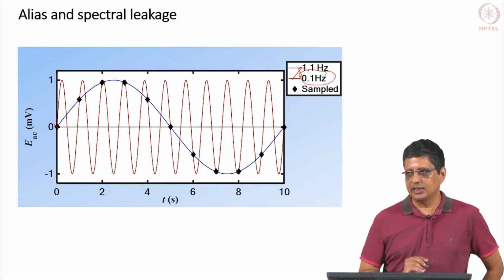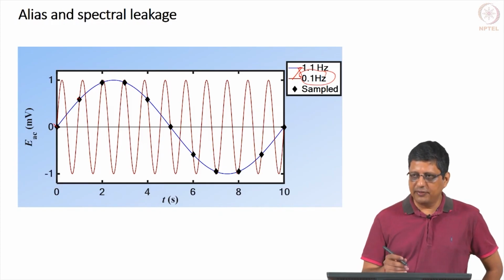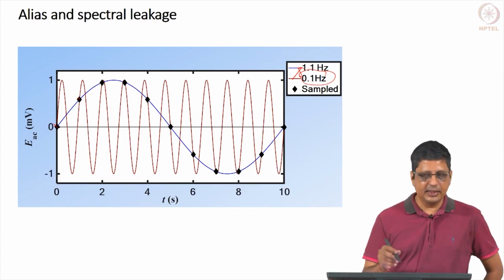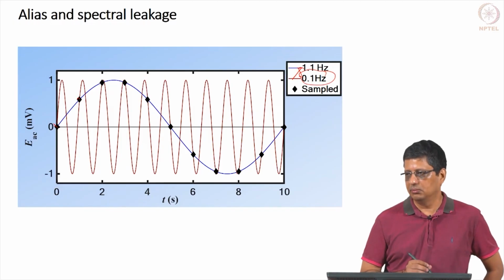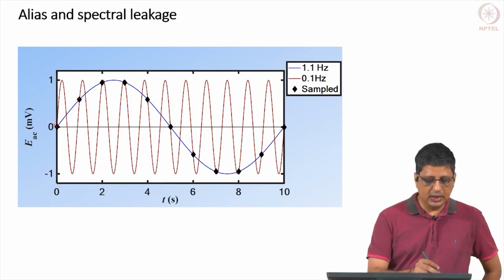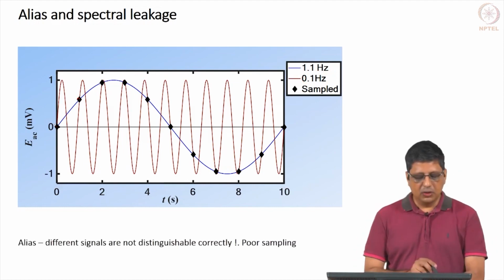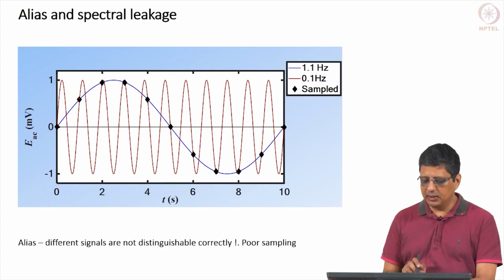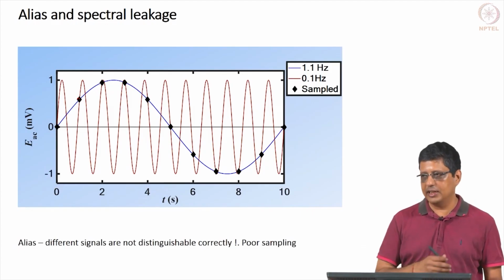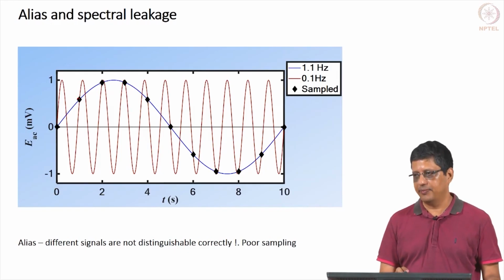but it is not a correct result. We are not sampling it fast enough, and because of that what we should get as 1.1 hertz has come to 0.1 hertz, and we will think it is clean. If I actually fit a sine wave, it will fit nicely. So, this is one type of problem. Different signals are not distinguishable. That is due to poor sampling. You can increase the sampling rate and you will find that this is not at 0.1 hertz.